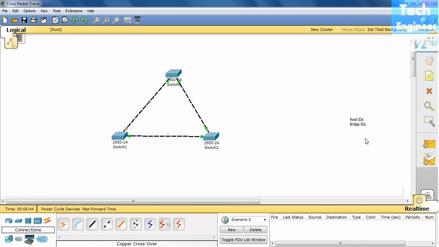So all the time, BIDs have two values, and what they try to do is send a BPDU, bridge protocol data unit. They always send a BPDU, a combination of priority value and MAC address, so that you find out what the value will be.